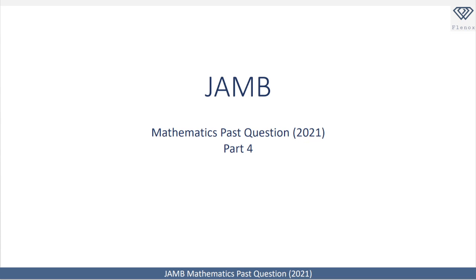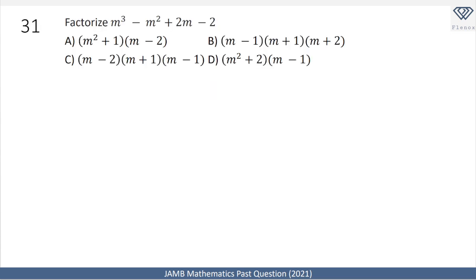So without any further ado, let's get started into the final part of our JAMB Mathematics Past Question for 2021. So moving on to question 31, we are told to factorize m cubed minus m squared plus 2m minus 1. Now this is pretty straightforward. And why is that the case? Because I can write this as what? M cubed minus m squared as one part, and I can write 2m minus 2 as the other part.